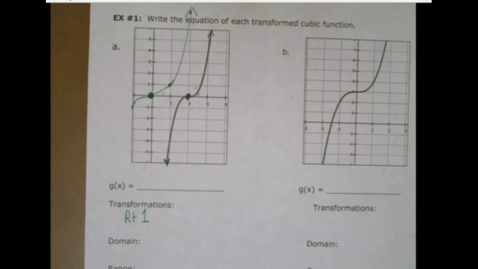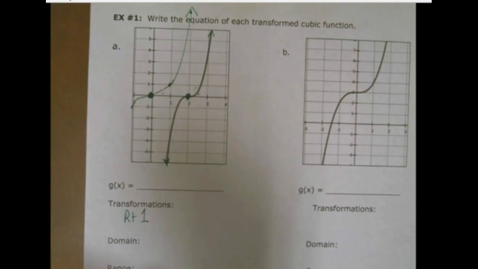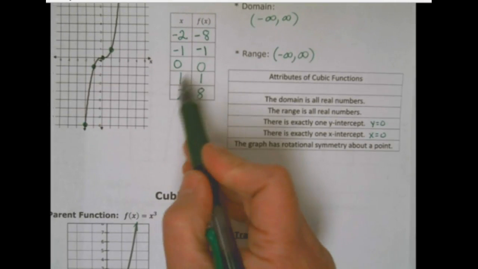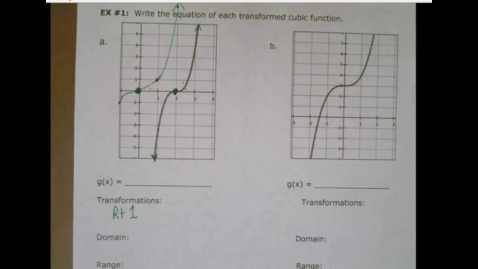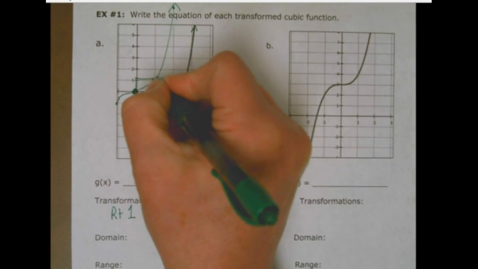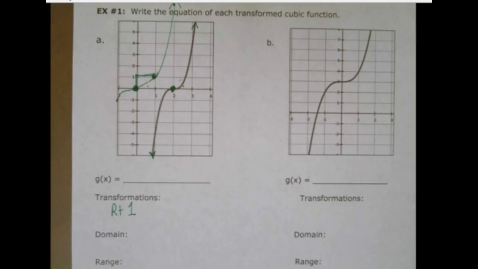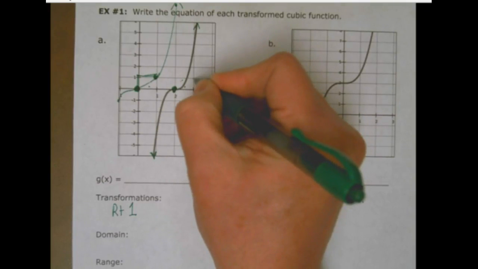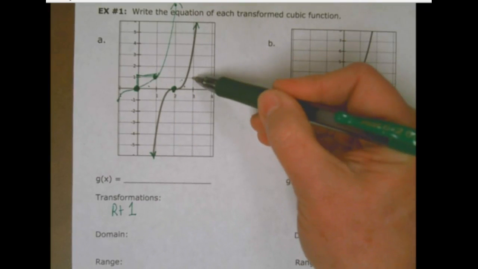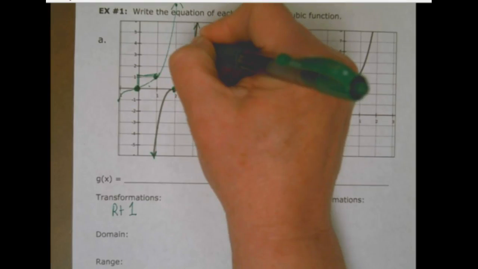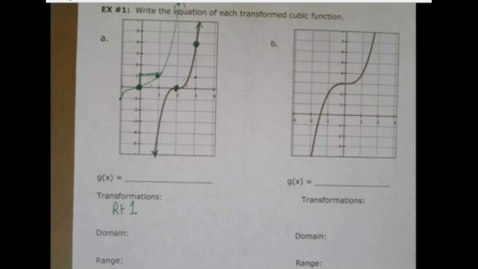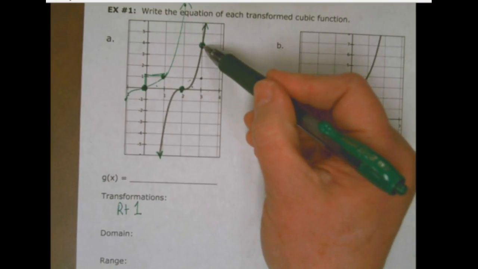Right, 1. Didn't move it up or down. The parent graph from the table, the next point on the table from 0, 0 is 1, 1. The parent graph goes over 1 and up 1. Does this graph go over 1 and up 1? Does it go through this point right here? That's because it's been stretched. This point right here is the next pretty point on my graph. Please add that into your graph.